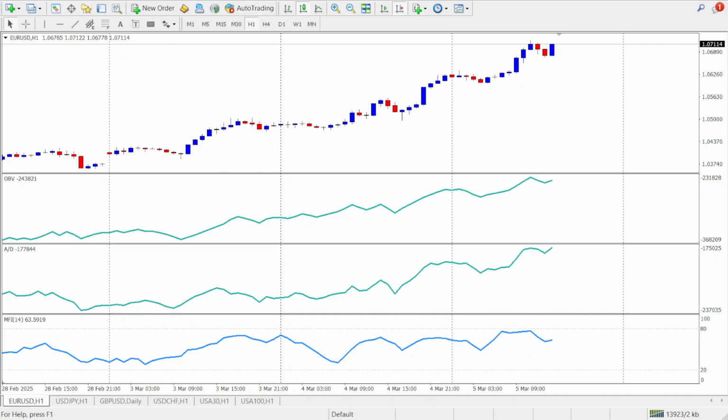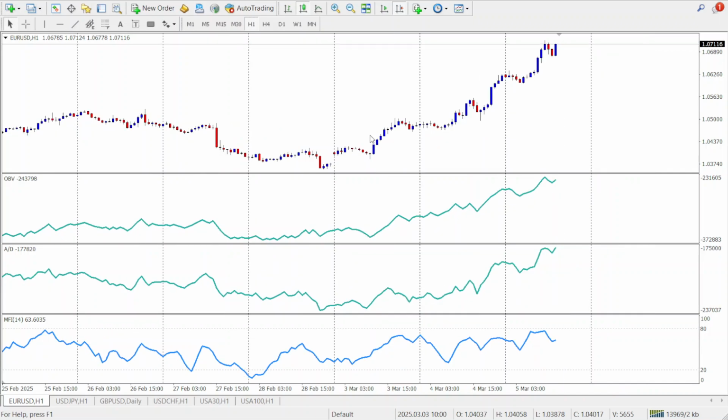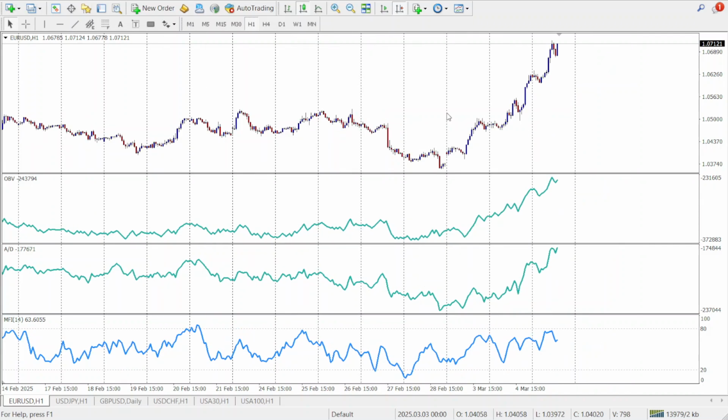All right. Whether you are trading stocks, forex, or cryptocurrencies, understanding these volume-based indicators is key to boosting your analysis. In this video, we'll break down how each one works, their differences, and when to use them. So let us get started. Let's kick things off with the on-balance volume, or the OBV.